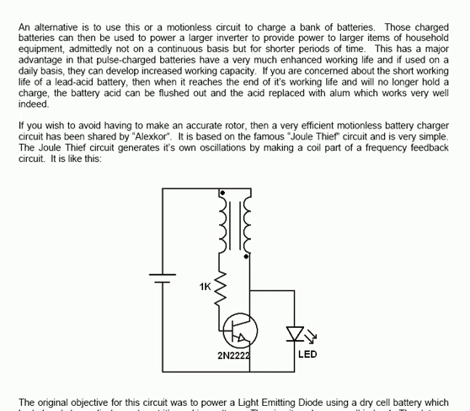If you're concerned about the short working life of a lead acid battery, which is typically about 1,000 cycles, that's the 1,000 times it can be charged and discharged, then when the battery reaches the end of its working life and will no longer hold a charge, the battery acid can be flushed out and the acid replaced with alum, which works very well indeed.